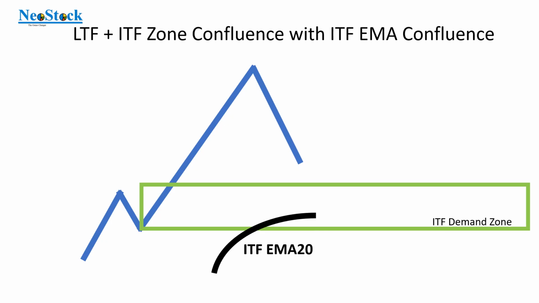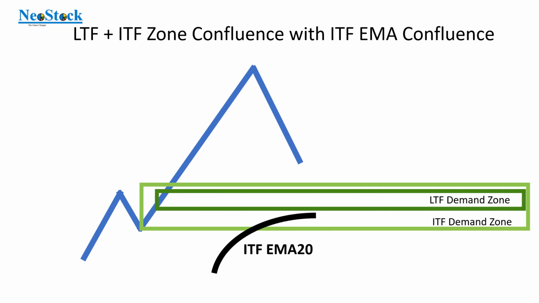This is how you should understand. Hope till now it is very clear for all of you. Okay, now the most important thing is, inside this ITF zone we have a LTF zone. It need not be inside the zone. It can be overlapped at the proximal line, or also it can be overlapped at the distal line.